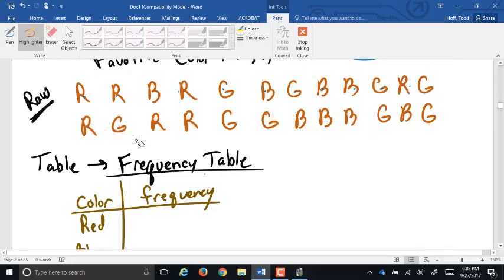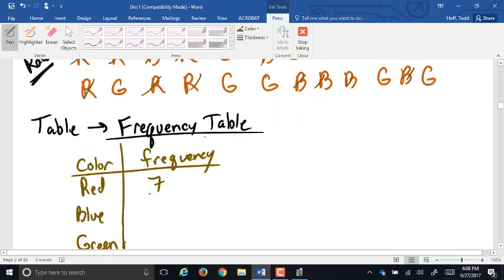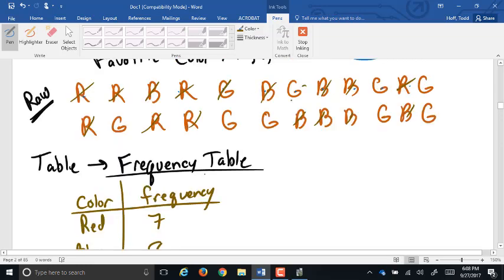Now, it depends on how good of a job I did here. But let's count and see. 1, 2, 3, 4, 5, 6, 7 reds. Blues, 1, 2, 3, 4, 5, 6, 7, 8 blue. And 1, 2, 3, 4, 5, 6, 7, 8, 9 green.